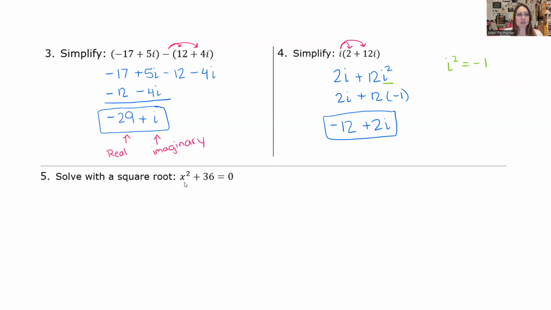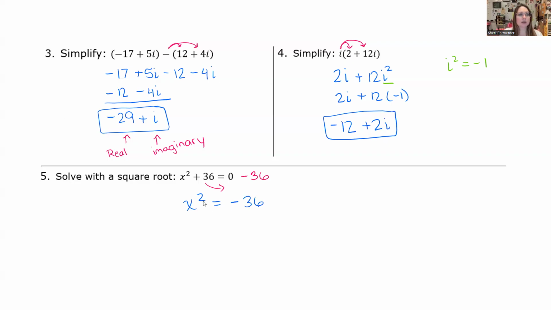Next, solve with square roots. Okay, so I'm going to solve this with a square root. First thing that I'm going to do is try and isolate the x. To do that, I'm going to move the 36 to the other side, so I have to subtract it. So I get x squared is equal to negative 36.